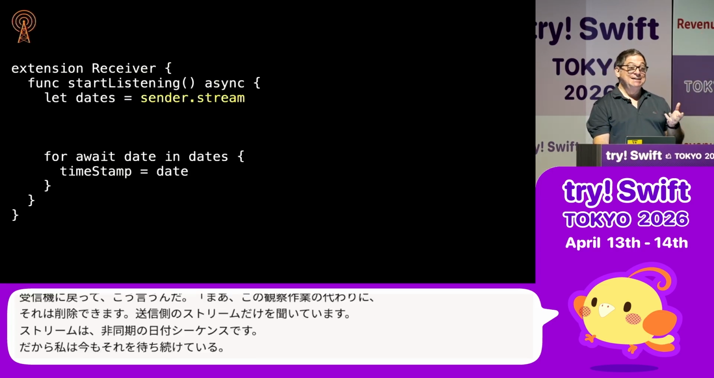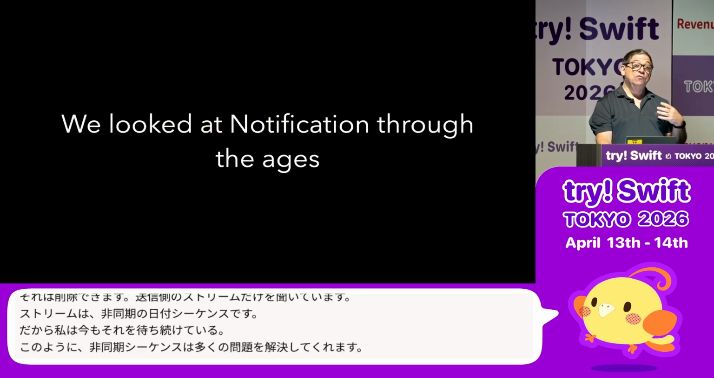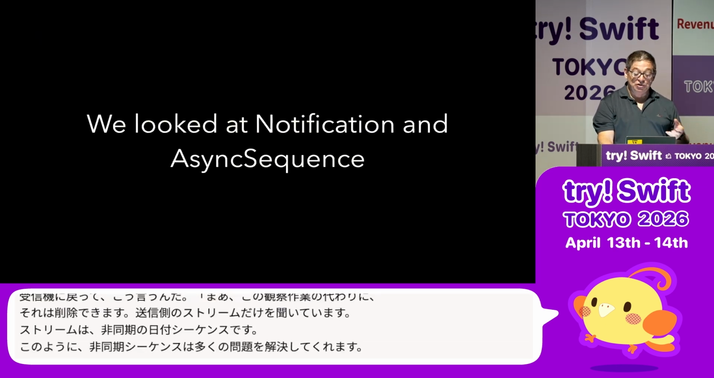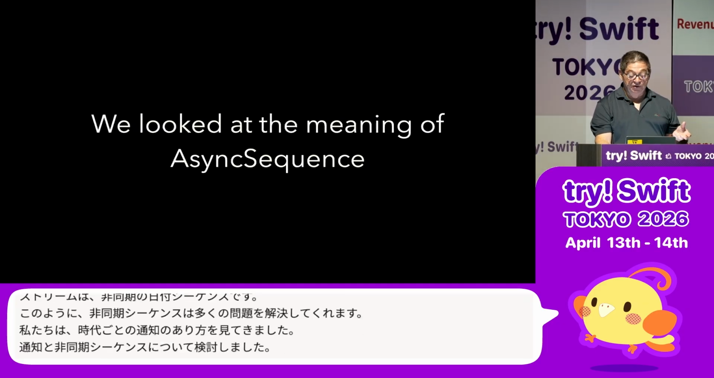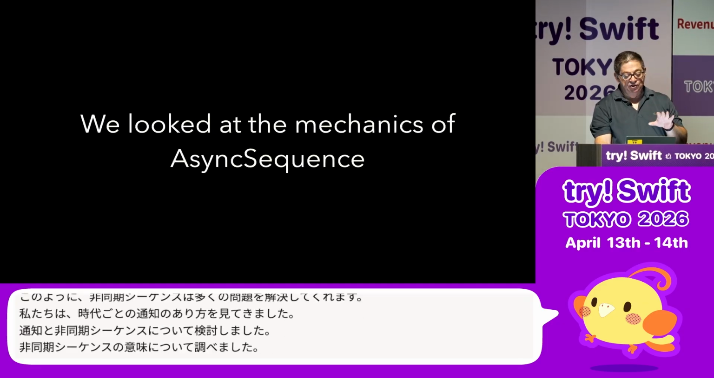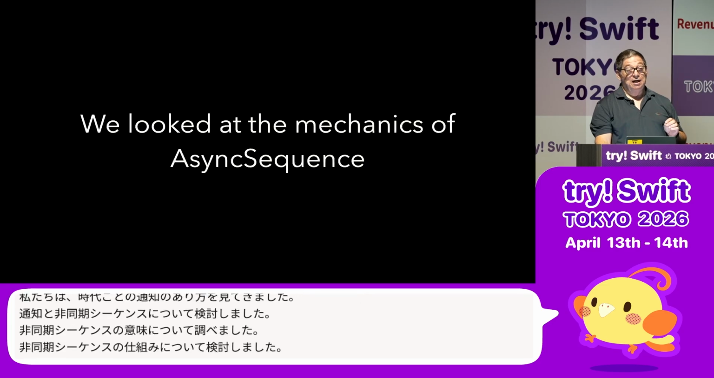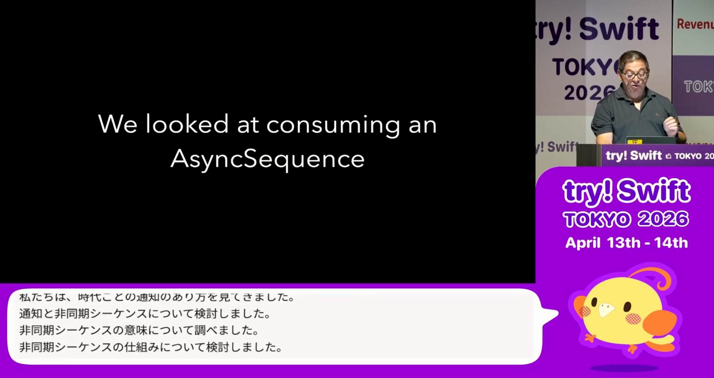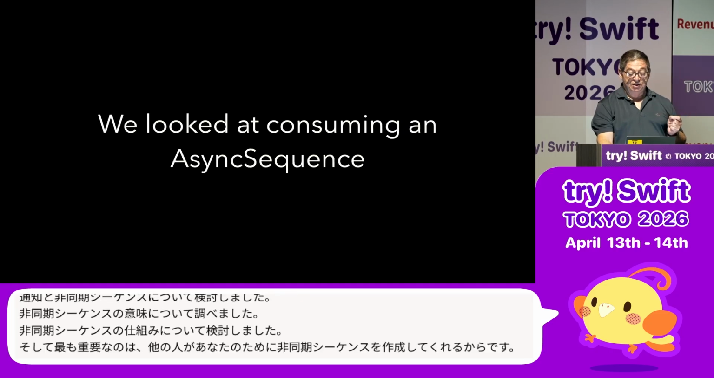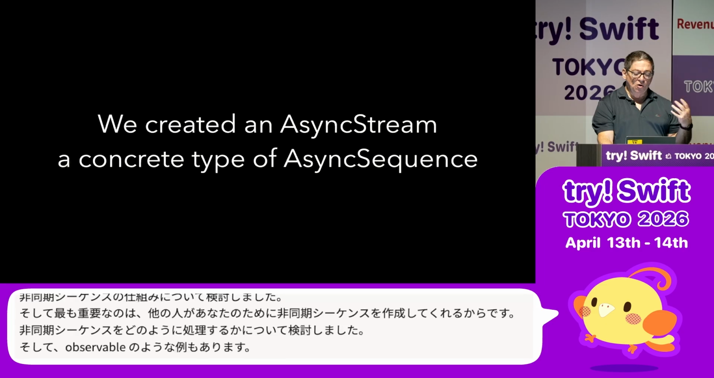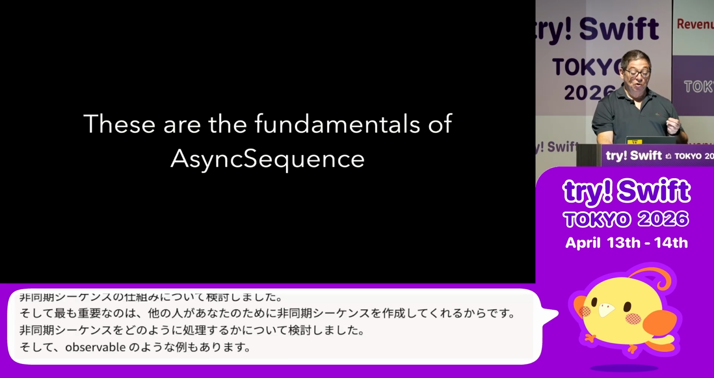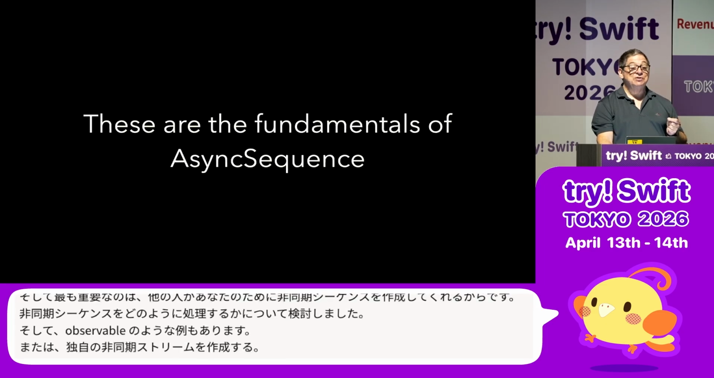And so async sequence solves so many issues for us. We've looked at notifications through the ages. We looked at notification and async sequence. We looked at the meaning of an async sequence, and we looked at the mechanics of an async sequence. And most important, because other people will create async sequences for you, we looked at how we consume an async sequence, and examples like observable, or creating our own async stream. And so those are the fundamentals of async sequence. Thank you.